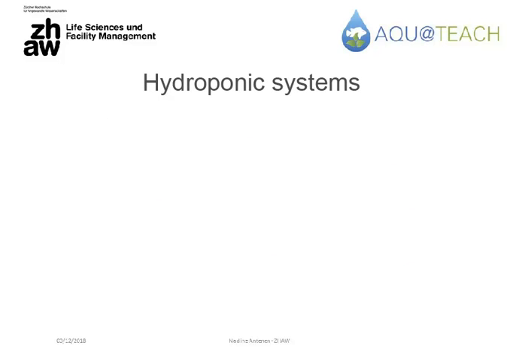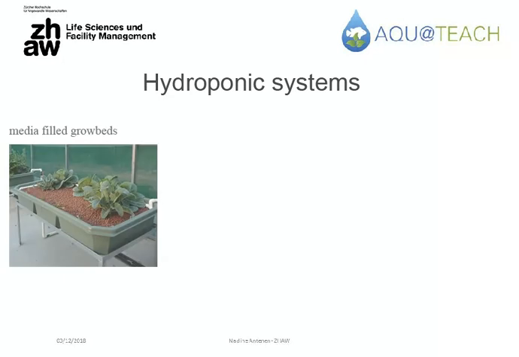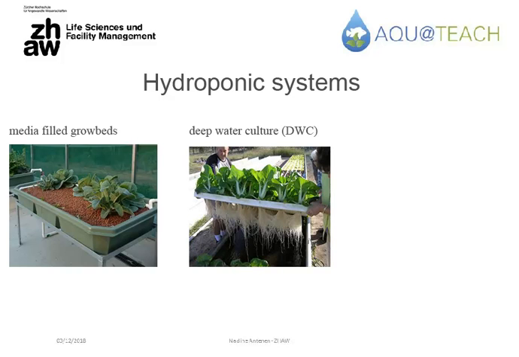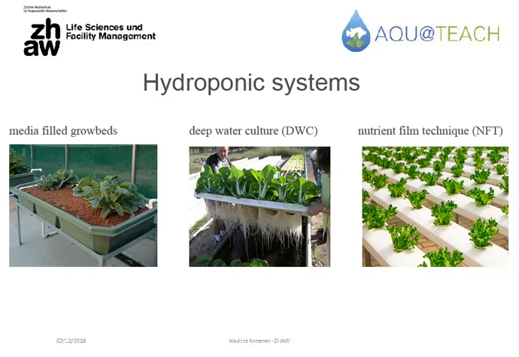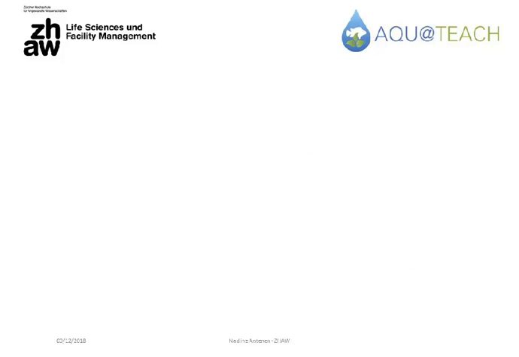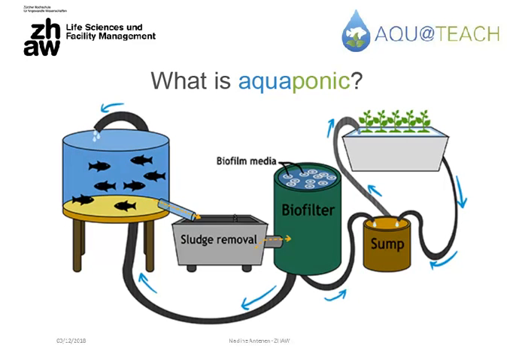There are also different construction methods for the hydroponic unit. The three basic types are media-filled grow beds, deep water culture, and nutrient film technique. But more about that in the hydroponics lesson. What is aquaponic? I hope that this question has already been slightly clarified after this video.